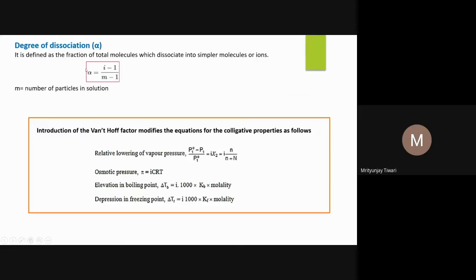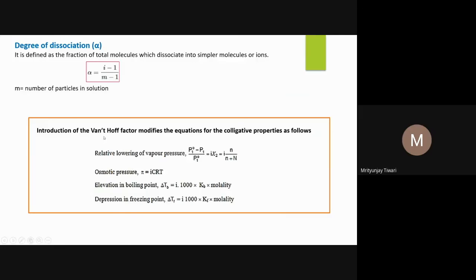So the alpha that we define is (i minus 1) divided by (m minus 1), where m is the number of particles in the solution. This formula you should remember: alpha is equal to i minus 1, where i is the van't Hoff factor, and how we calculate i, the formula is already given, minus 1 and m. Here m is the number of particles in the solution. It is not the molar mass of the solute in this equation.